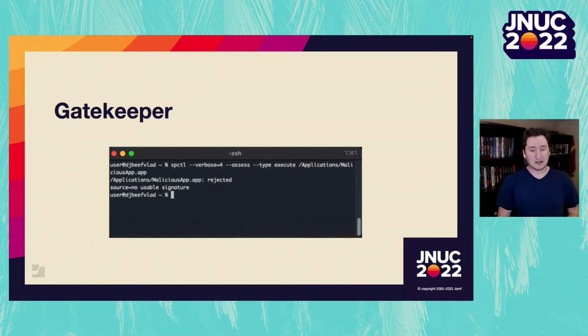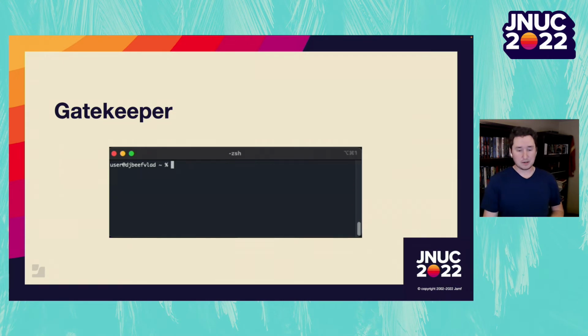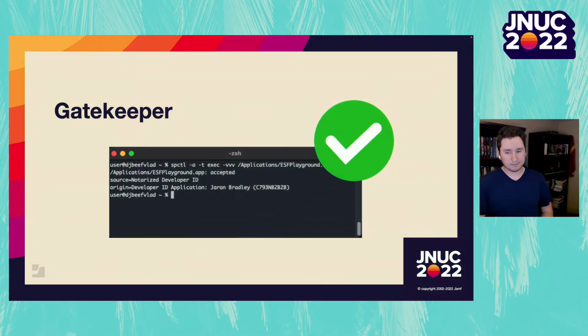Right now, we see that the Gatekeeper information, or excuse me, the signing information was rejected. There's no good signature, so Gatekeeper is actually going to block this application. But what does it look like if Gatekeeper is approved to open an application? So let's find one whose code signing information is valid, and we'll go ahead and run this command again, just a little abbreviated. And here we see that this one is signed and notarized by Jaron Bradley. So this one will be allowed to open.